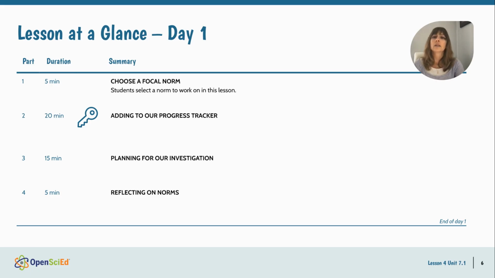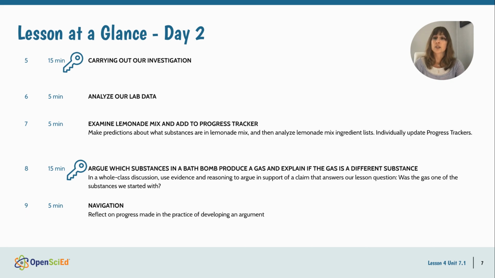On day 1, you'll gather students in a scientist circle to add to their progress tracker. They'll plan for the investigation that happens on day 2 and reflect on some norms. On day 2, students will actually carry out the investigation, take some time to analyze their lab data, and then make an argument for which substances in a bath bomb produce a gas, and more importantly, explain if the gas is a different substance.